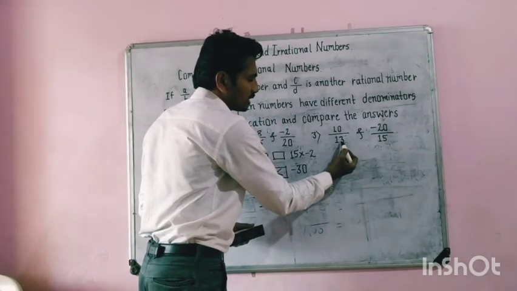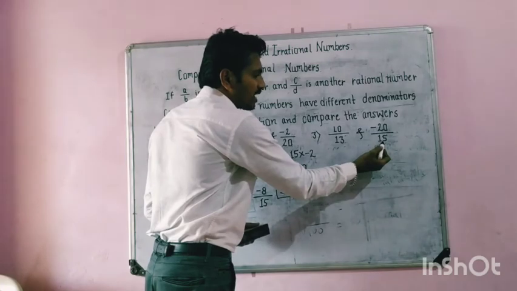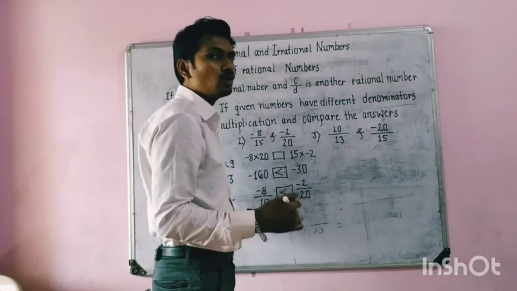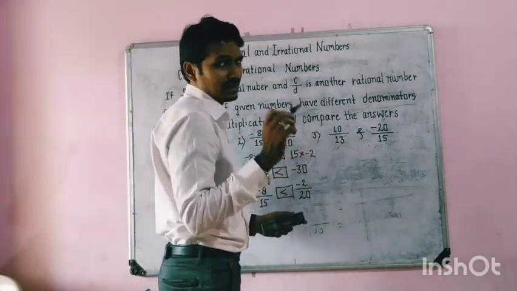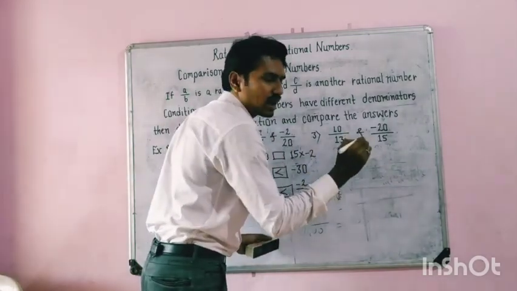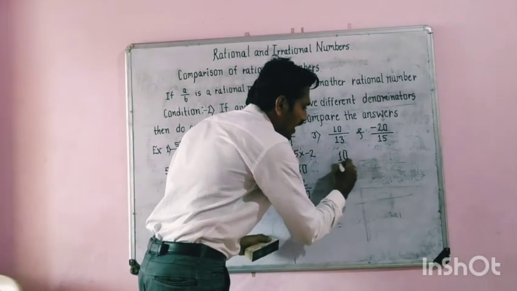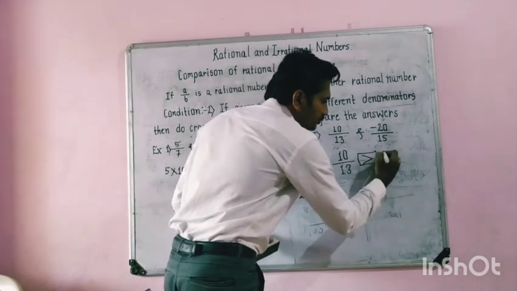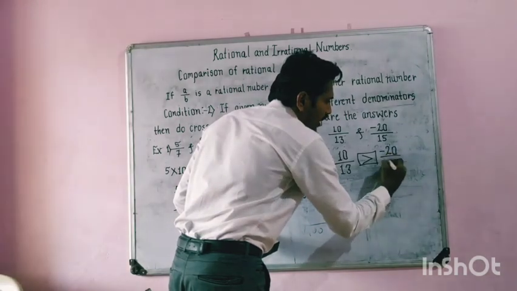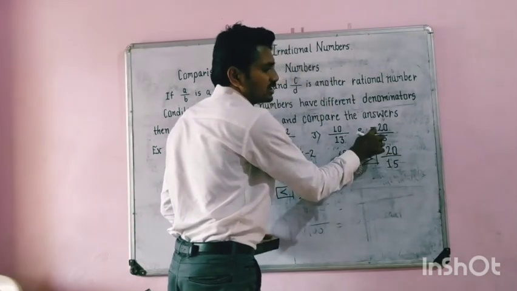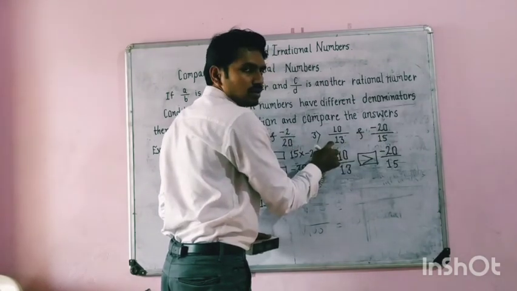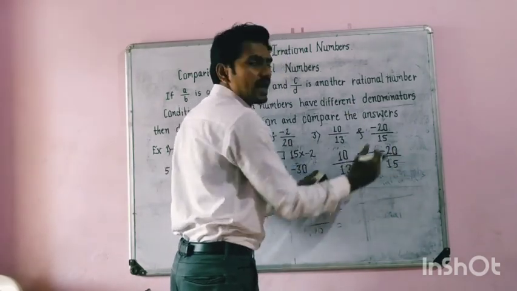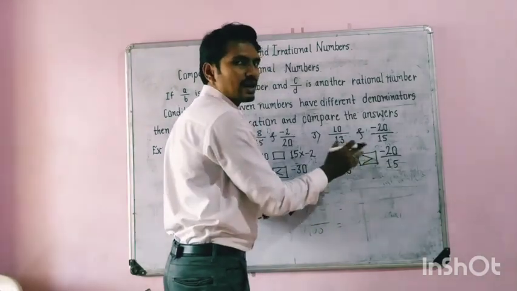10 by 13 and negative 20 by 50. Here we did not do cross multiplication. Why? Because we already know the positive number is always greater than the negative number. So directly we can conclude 10 by 13 is greater than negative 20 by 50. This one is a negative number and this one is a positive number. So positive is always greater than negative. If such an example is given in the exam, then you can solve it directly.